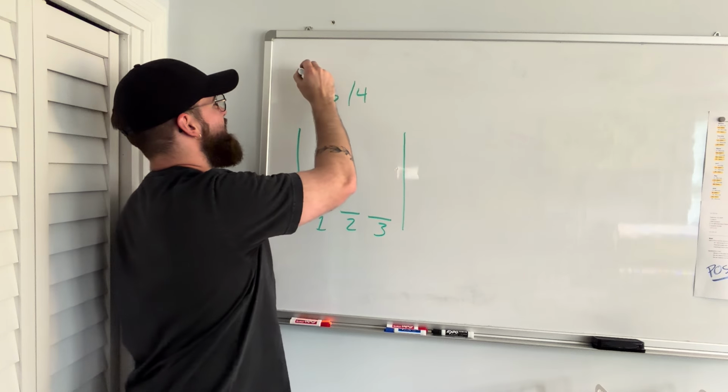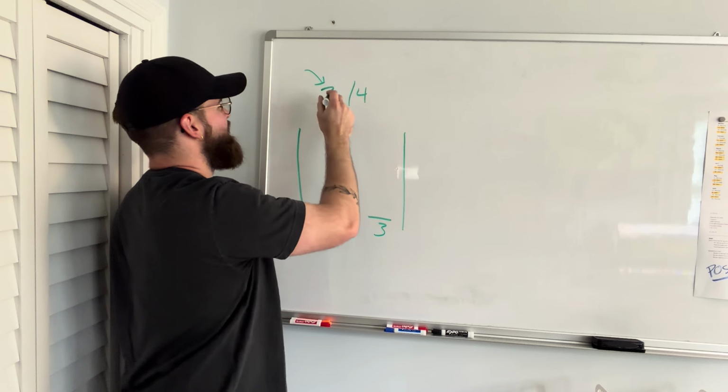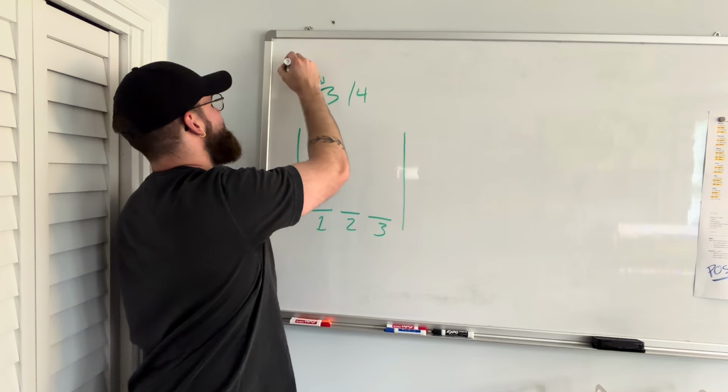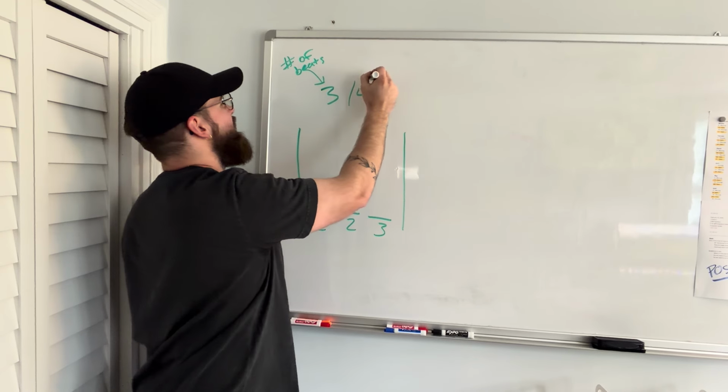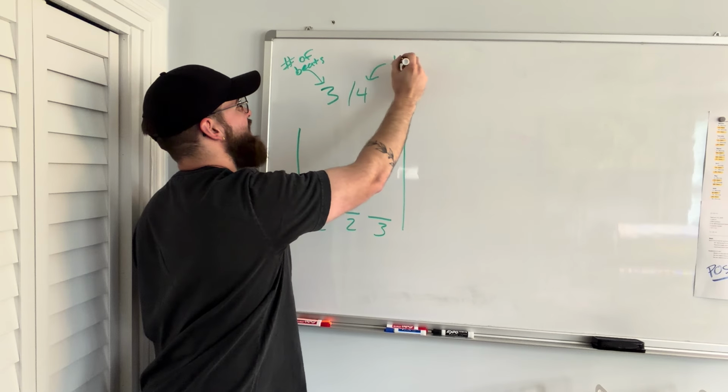All right? And we get that information by remembering that the left side of a time signature is the number of beats, and the right side of the time signature is the type of beat.